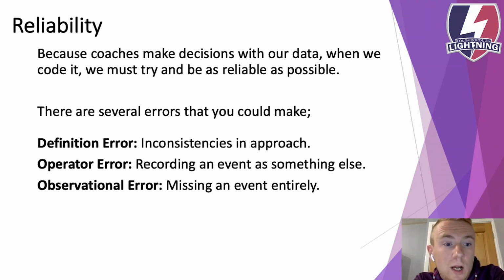Second thing you might do is something called an operator error. Now, this is where the person collecting the data, using whatever system it might be, and that's what we'll look at next week, records the event as something else. So they might accidentally put a centre pass for Lightning as a centre pass for Thunder, for example, if we were playing those guys. And that obviously then means that data is incorrect.